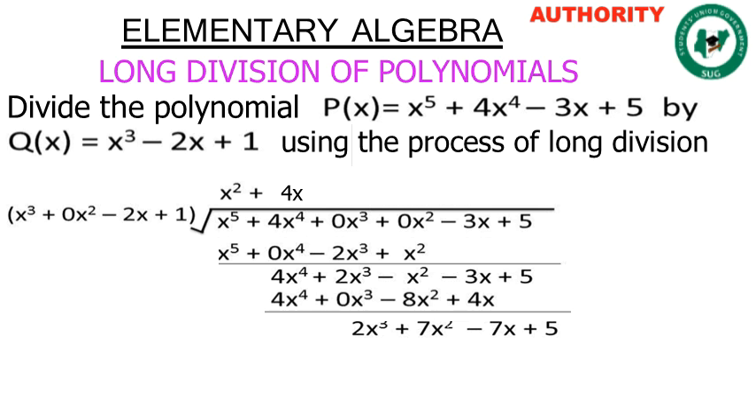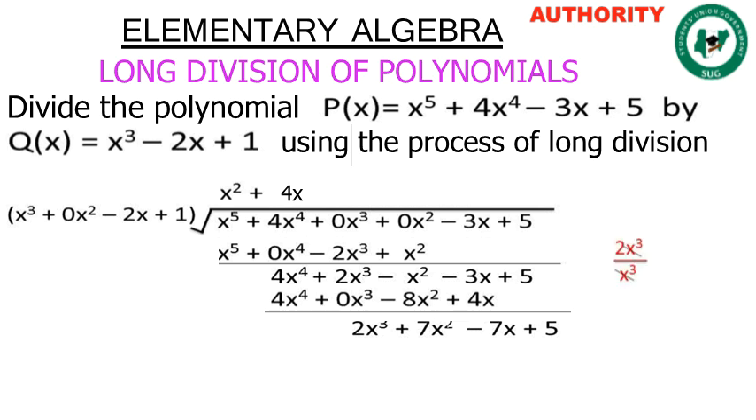So the terms we have have finished. We bring the 5 remaining down. Now we have 2x cubed plus 7x squared minus 7x plus 5. Moreover, we are going to pick 2x cubed divided by x cubed.